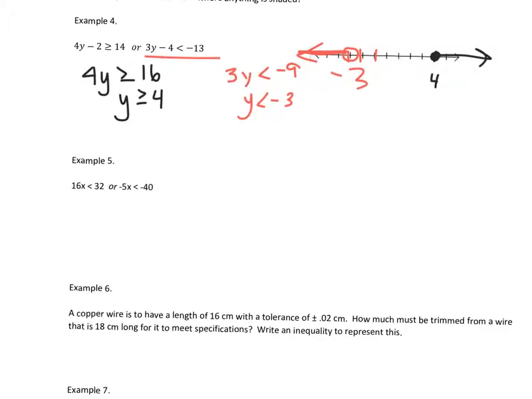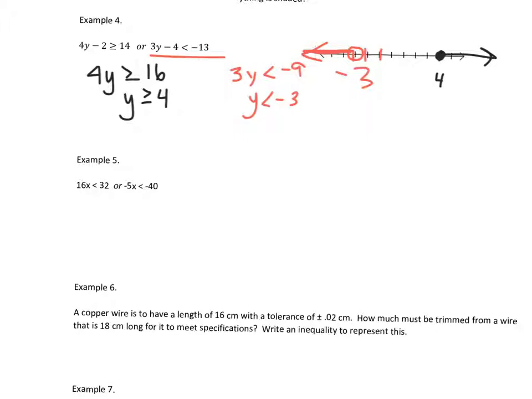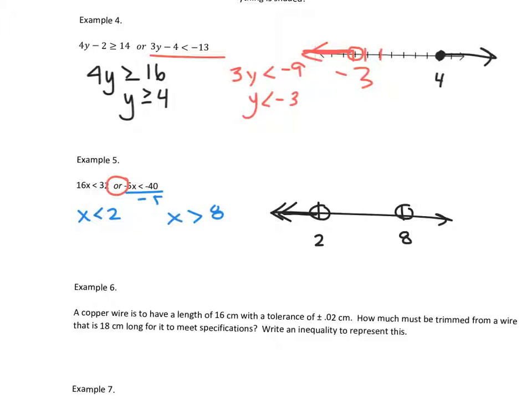So example 5, it has an "or," so I'm going to solve each one of these. So this would be x is less than 2, and this one I have to divide, x is greater than 8. I had to divide by a negative, so I changed the sense of the inequality. So my solution is going to be x is less than 2 or x is greater than 8.